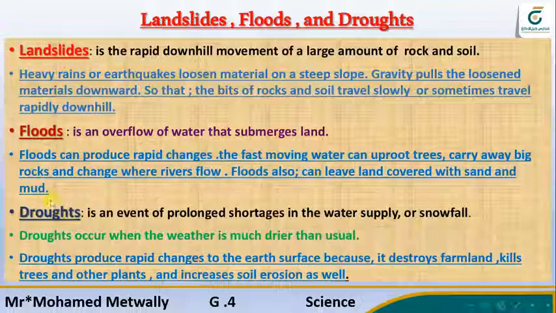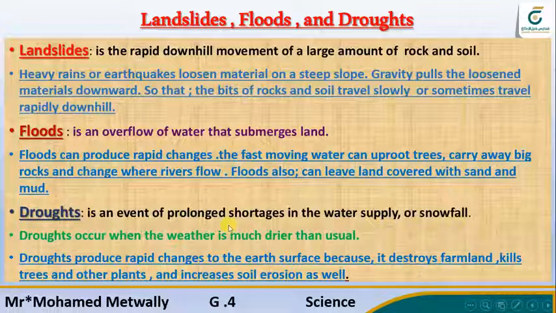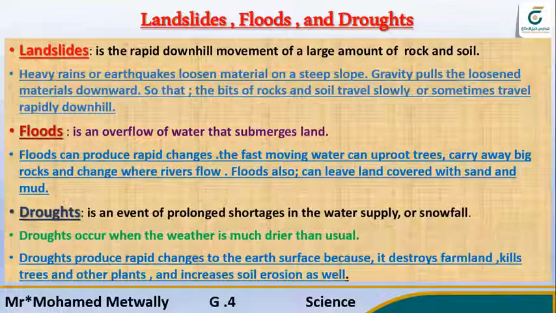Turning to the last definition here, about droughts. A drought is an event of prolonged shortage in water supply or snowfall. There will sometimes be a shortage of water in specific areas on the Earth's surface. When water is missing, or there is no water for a long time, this leads to drought.